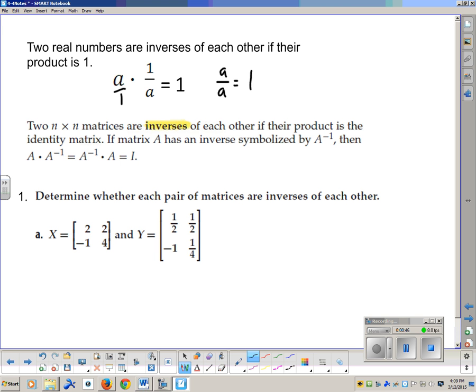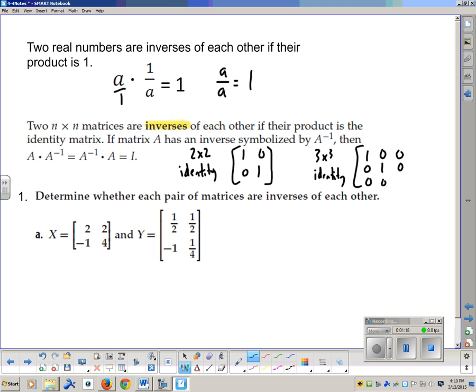If two matrices are inverses of each other, their product equals the identity matrix, and that's like a value of 1 for matrices. So a 2 by 2 identity looks like this: 1, 0, 0, 1. A 3 by 3 identity looks like 1, 0, 0, 0, 1, 0, 0, 0, 1.